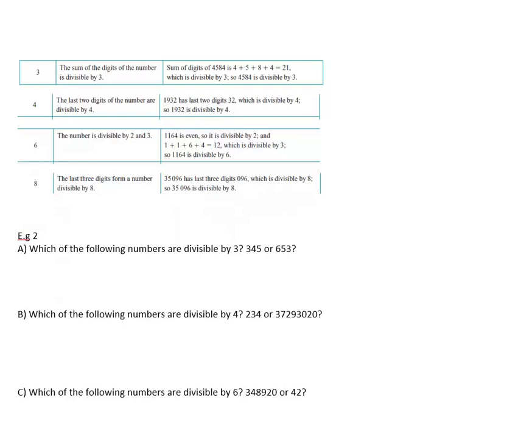So for 3, we need to sum up the digits of the number and then work out if that new sum is divisible by 3. So you can see in the example there, 4,584. We sum up the digits. So 4 plus 5 plus 8 plus 4 is 21. And we can divide 21 by 3, it goes 7 times. Therefore, the whole number is divisible by 3.